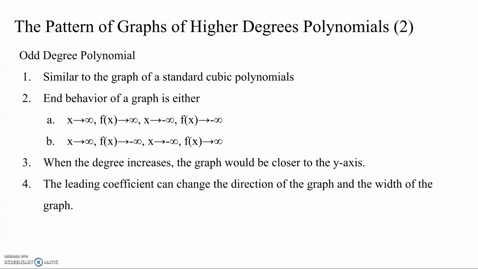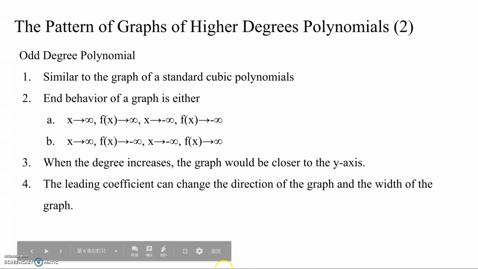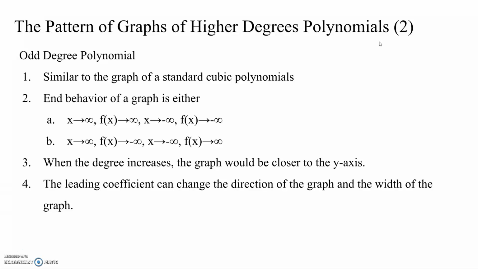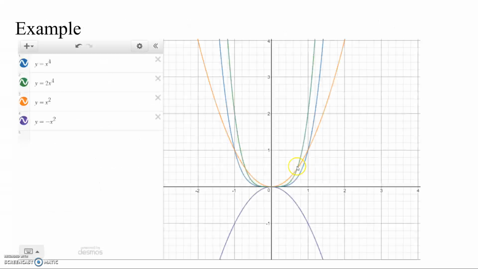And when the degree increases, the graph will become closer to the y-axis, and the leading coefficient can change the direction of the graph and the width of the graph. As with the even degree polynomials, they are all the same. So becoming closer to the y-axis doesn't mean that it's going to be narrower. It's different from the leading coefficient's influence.